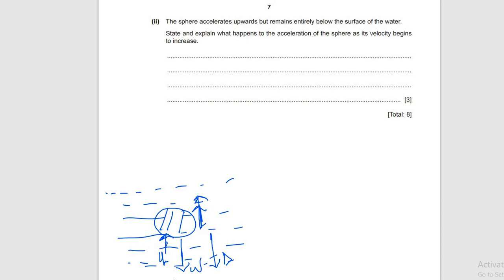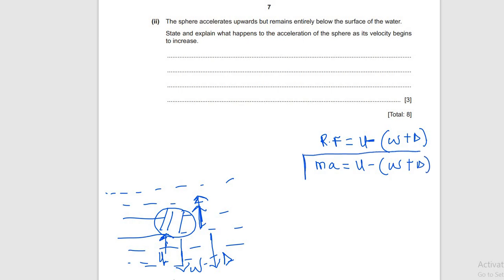But since the sphere is accelerating in the direction of upthrust, the resultant force will be upthrust minus the downward forces, because the resultant acceleration is upward. The downward forces are weight plus drag force. And so the formula for resultant force, according to Newton's second law of motion, mass times acceleration, equals upthrust minus (weight plus the drag force). This is the model to break down this theory. Now let's go back to the question.